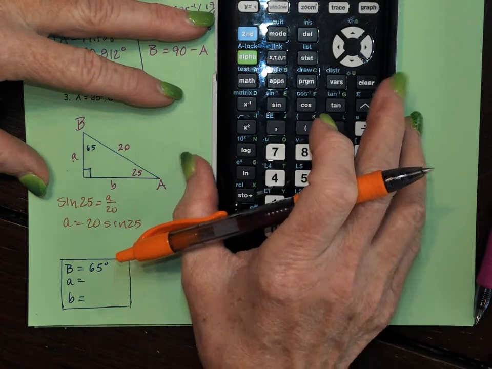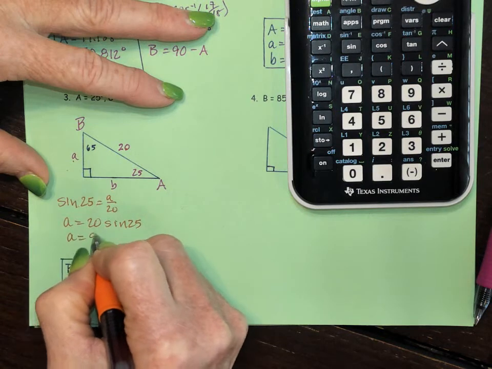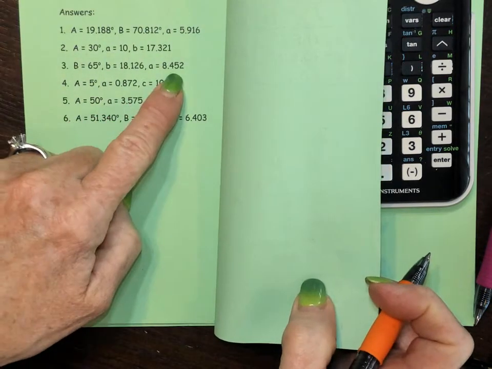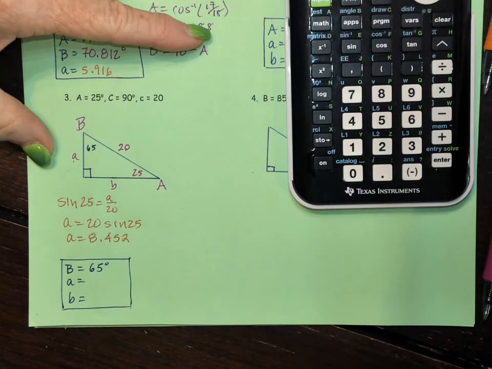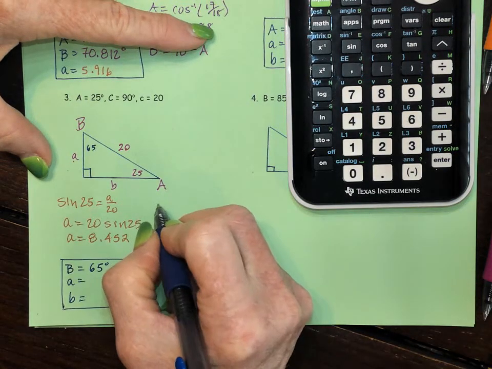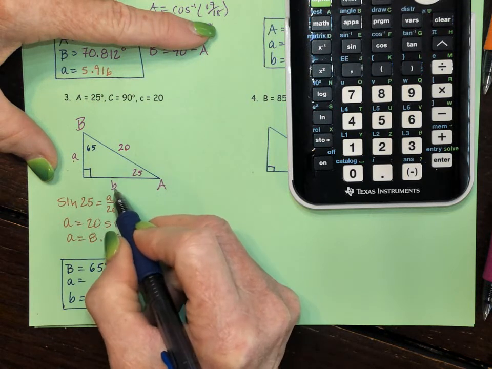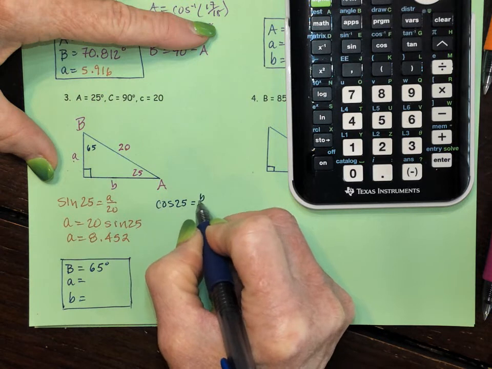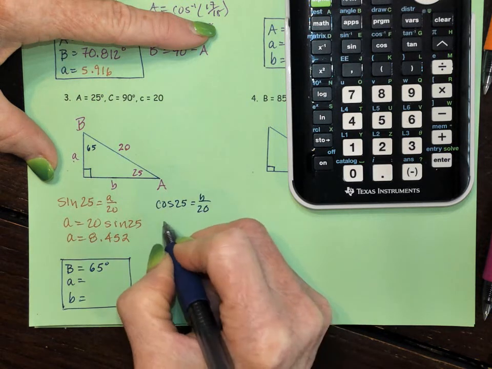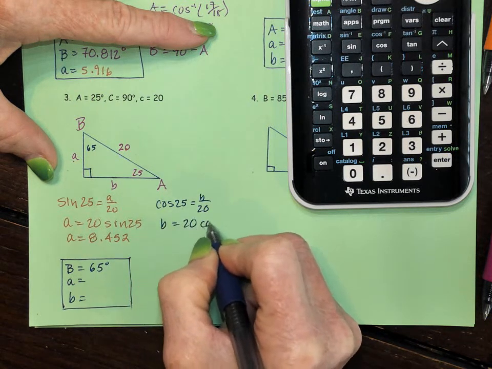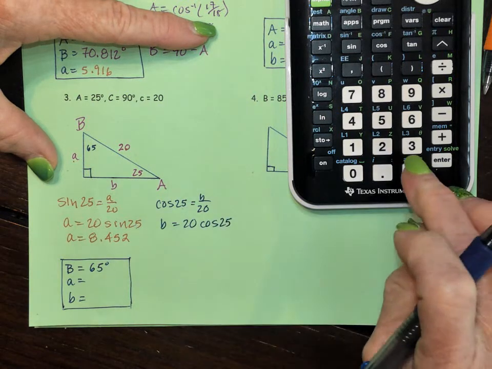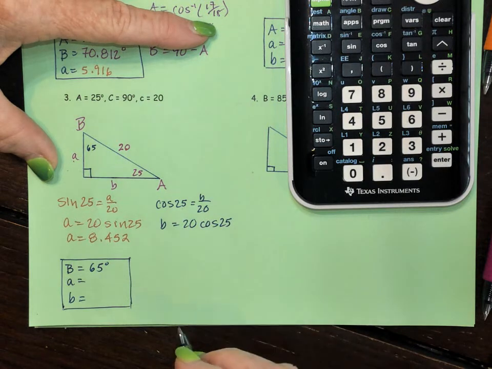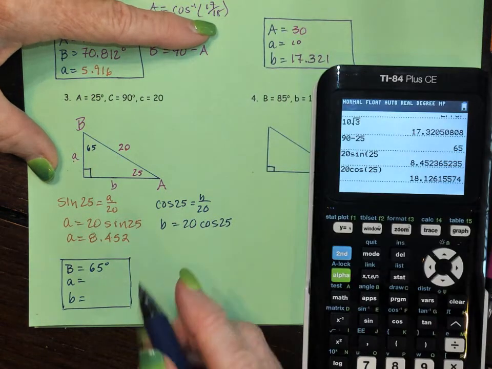It's 8.452. Just checking my answer along the way. Yep. Side B. Let's see, from the 25, there's adjacent and hypotenuse. That's a cosine. B over 20. So B is 20 cosine 25, which is 18.126. You can't see my calculator, I'm so sorry.